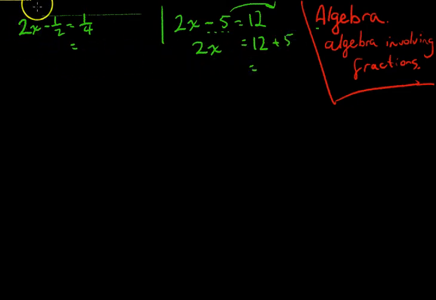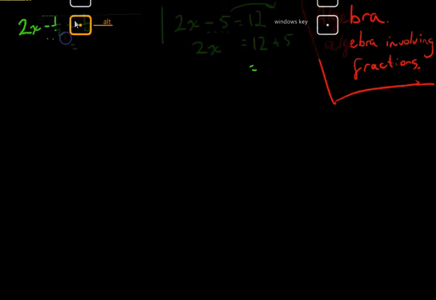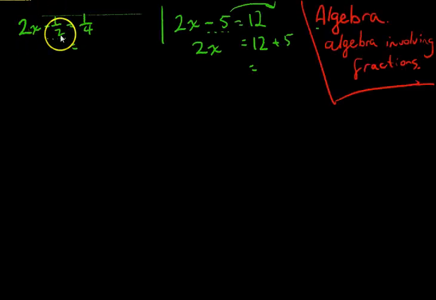Okay. Now, in this question, we're going to do the same thing. We've got this fraction here that's just a constant. So we can move that as well. So it's going to be 2x equals 1/4. And then when we move that half, it's going to go from being -1/2 to +1/2.